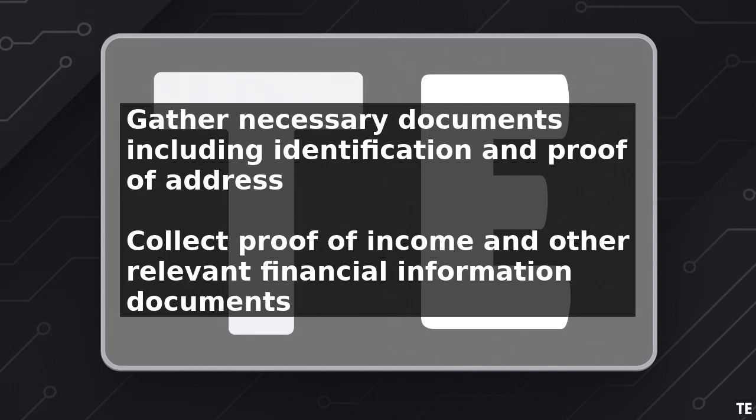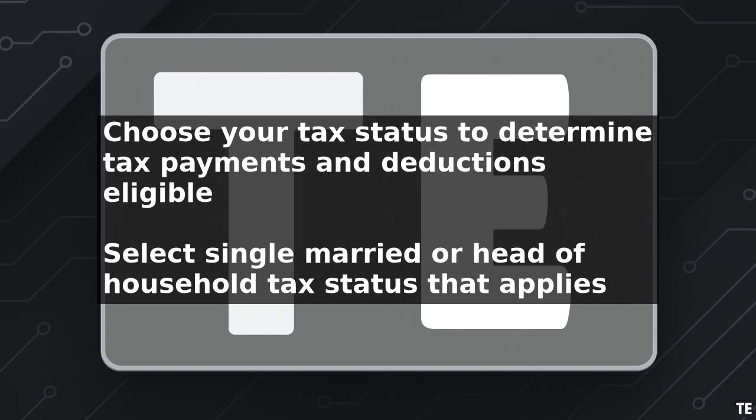After choosing your tax status, you will need to obtain a tax identification number. This is a unique number assigned to you by the tax authority and is used to track your tax payments and file your tax returns. You can apply for a tax identification number online or at your local tax office.